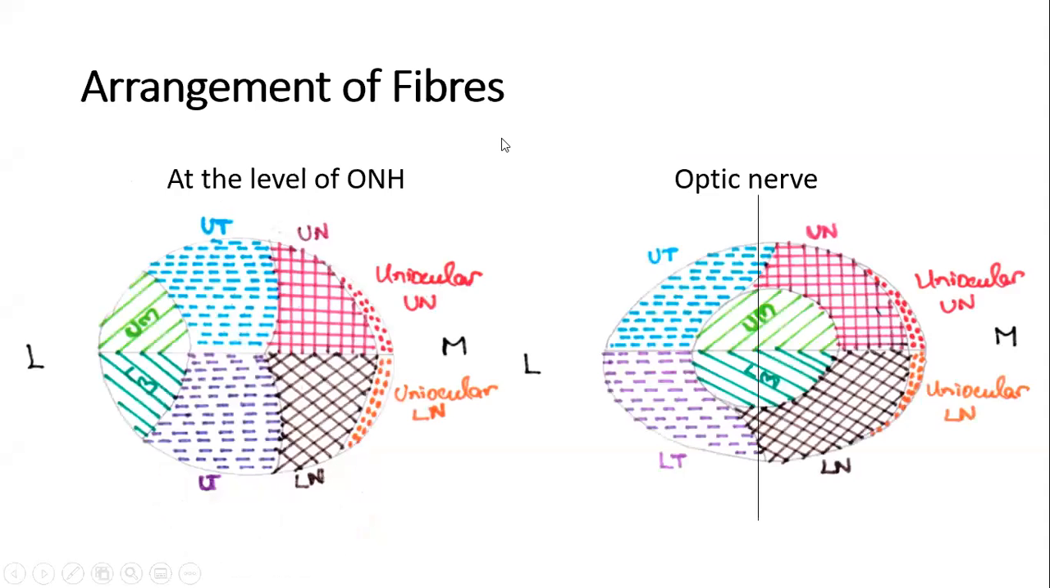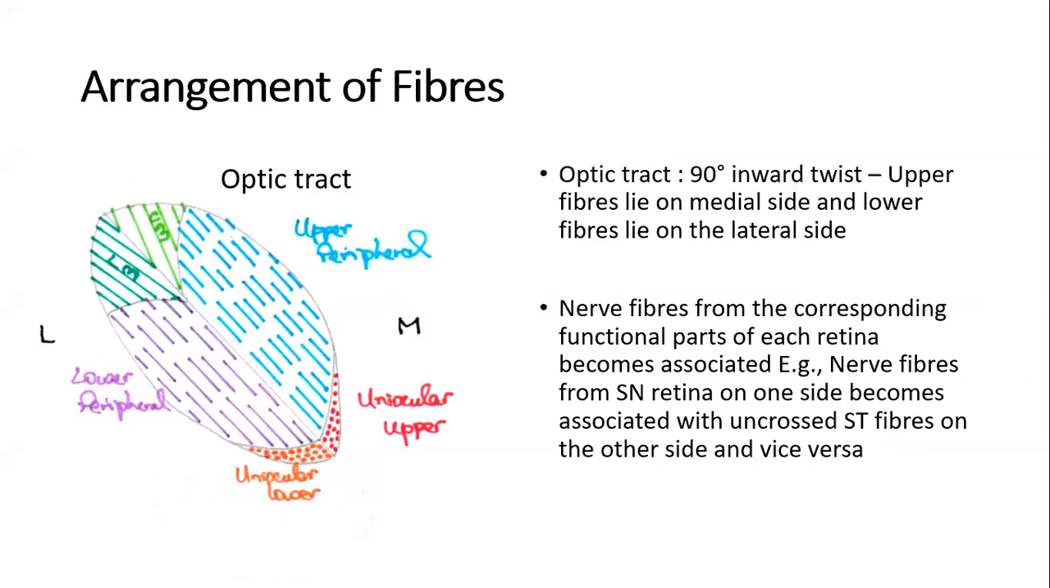Okay. So this is the arrangement that we saw. All the nasal fibers, including the nasal macular fibers, are going to cross at the region of the optic chiasma. Right? Now we'll understand what happens in the optic tract. So in the optic tract, again, the macular fibers will move temporally. Okay. So we can see here.